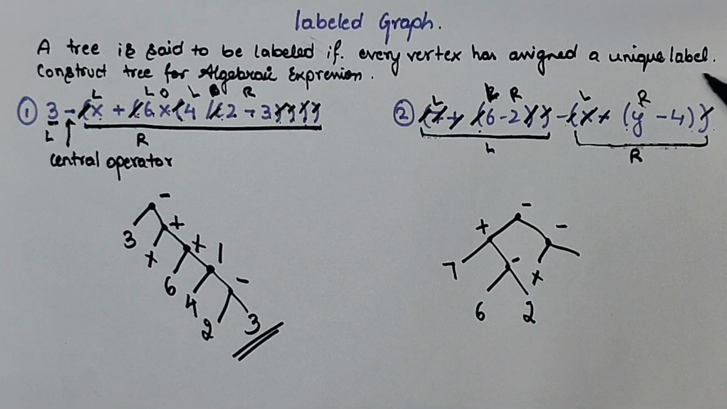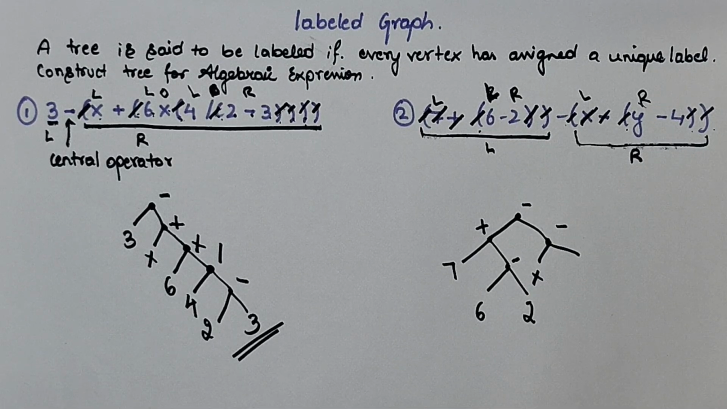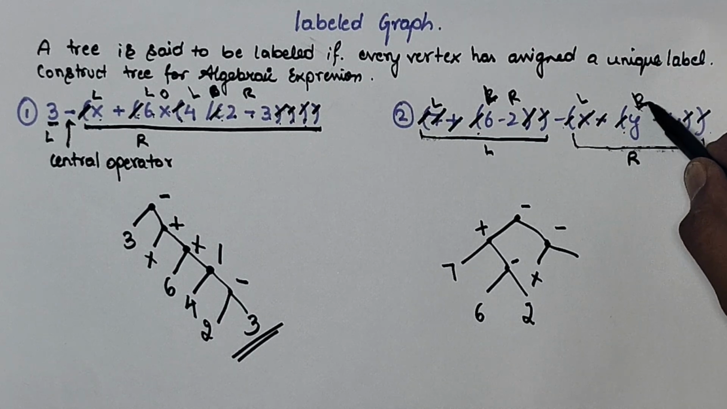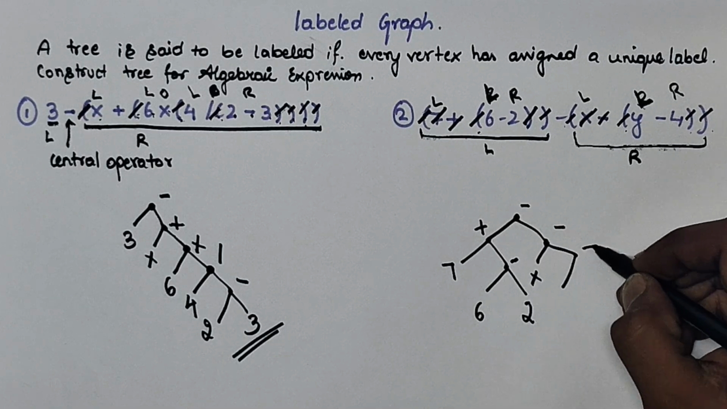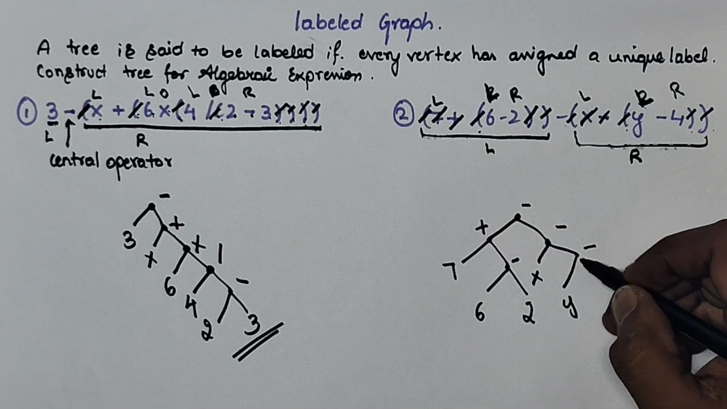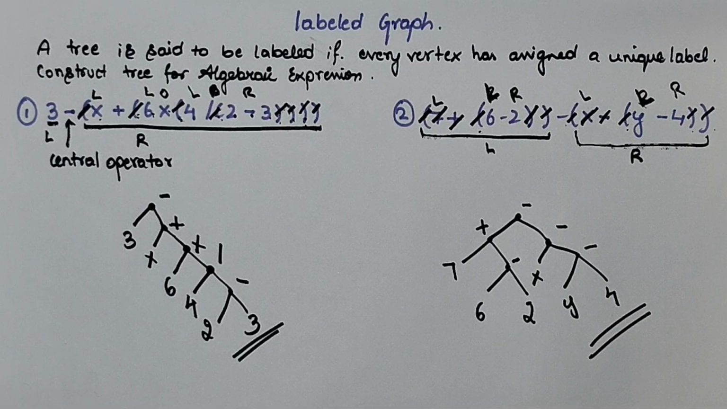Now x is over, minus is over. If I remove the open bracket, I will be removing the closed bracket also. y minus 4. So y will be the left one, 4 will be the right operand, minus will be the operator. So minus is the operator, y is the left operand, 4 is the right operand. So this completes the problem.